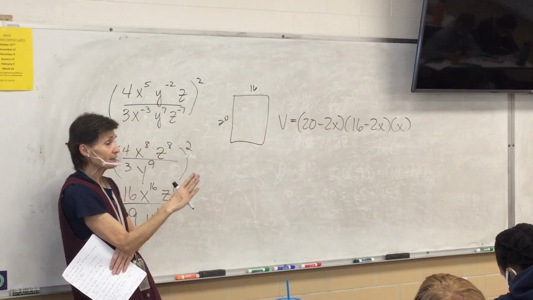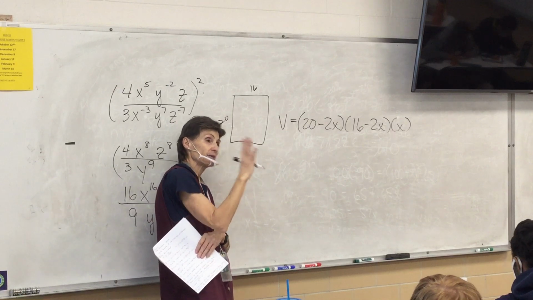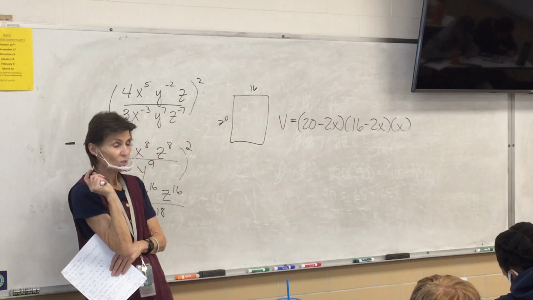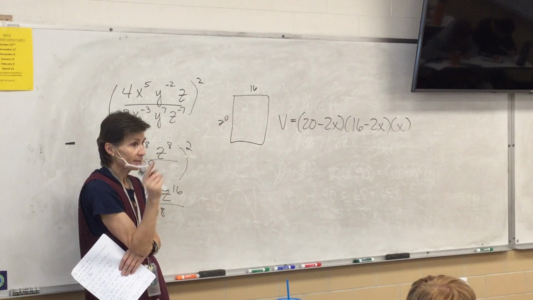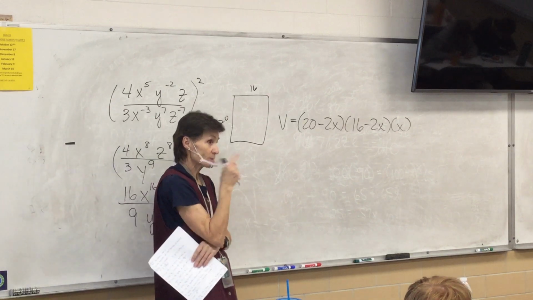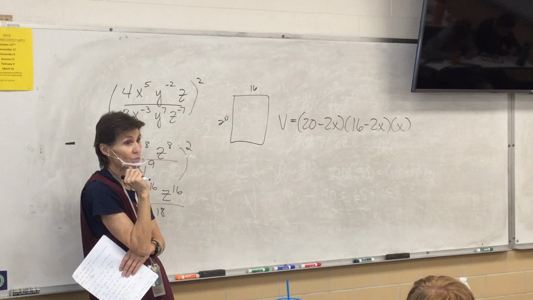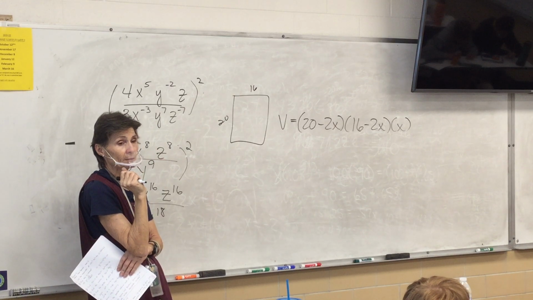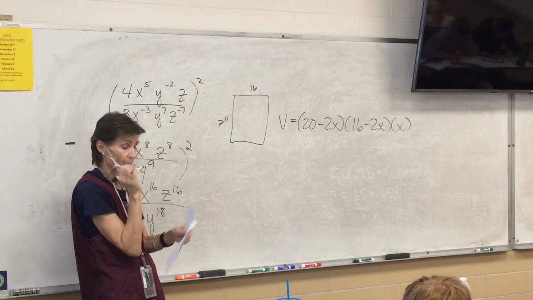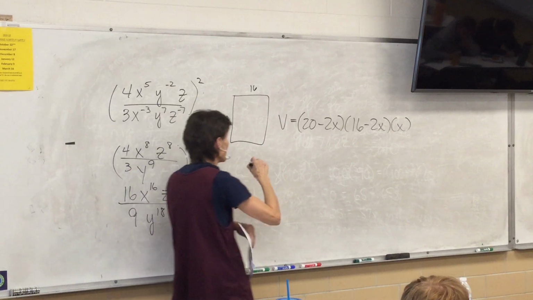I've explained it, and explained it, and explained it in chapter P and chapter 1. Obviously, you don't remember, so it's time to memorize it. Dimension minus 2x, dimension minus 2x, times x. That's the equation. Now, what's the domain?